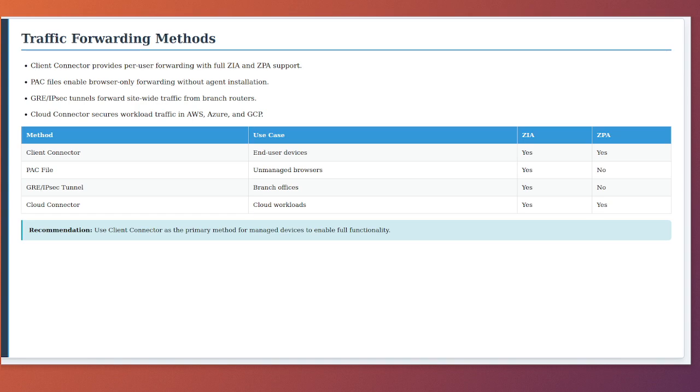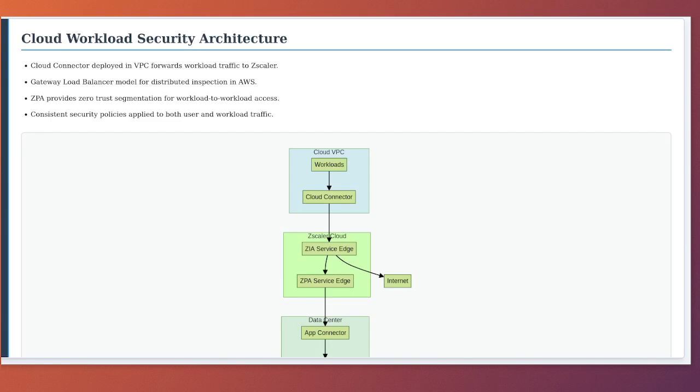Client Connector on user devices provides per-user forwarding with full ZIA and ZPA support. PAC file in browsers offers browser-only forwarding without an agent. GRE or IPsec tunnel from site routers enables site-wide forwarding for branch offices. Cloud Connector in cloud VPCs handles workload traffic forwarding. All methods connect to ZIA Secure Service Edge, but only Client Connector connects to ZPA Secure Service Edge for private application access.